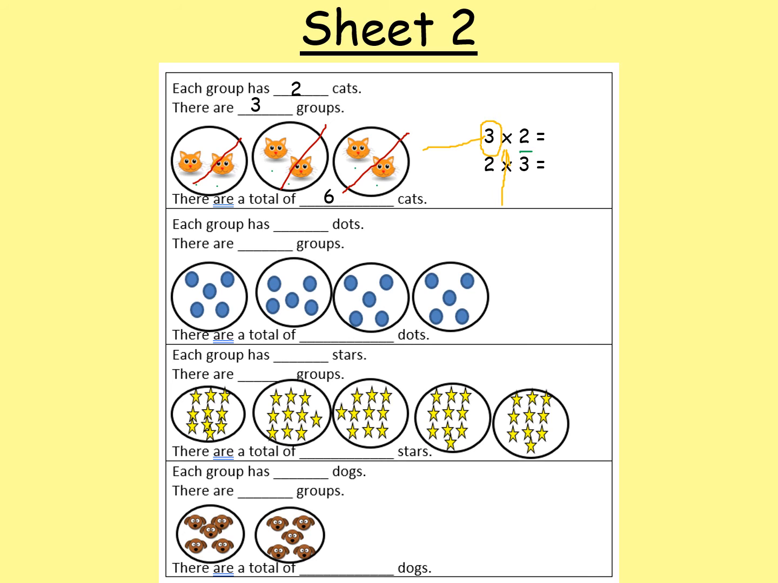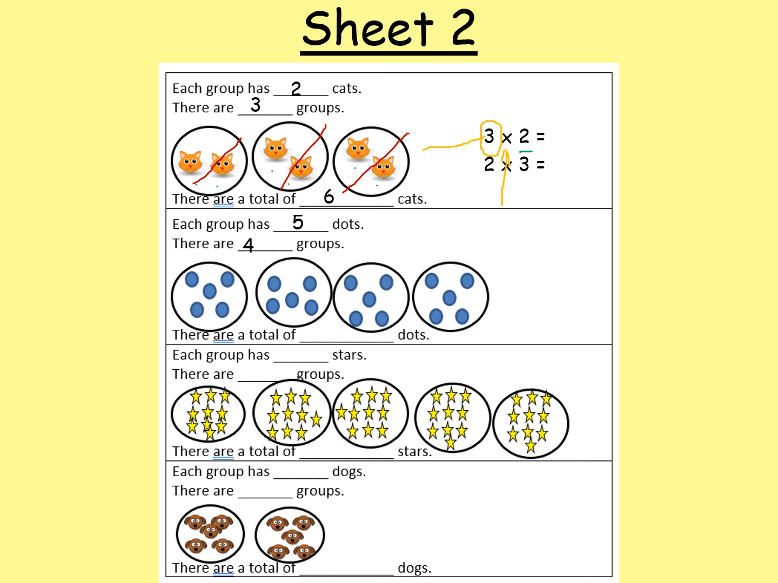All right, guys, let's have a look at the next one. So we look at the dots, right? It says each group has how many dots? Each group has 5 dots. How many groups are there? There are 4 groups. Now, what would you count in to find out how many dots there are altogether, the total number of dots?